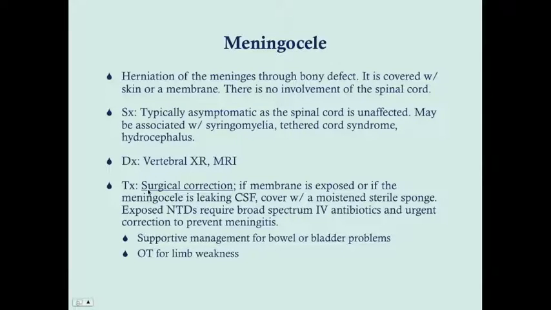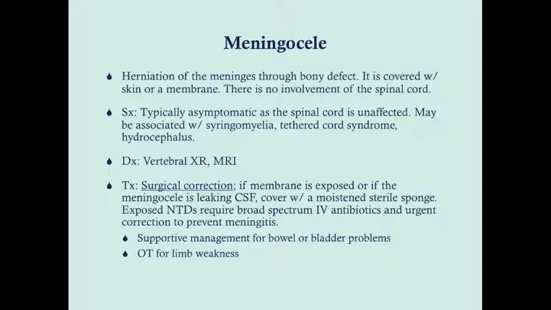We're going to need to do surgical correction pretty quickly on these babies because they have an exposed surface that can get infected. So there's two reasons why we would do surgical correction right away for these babies. And that is if the membrane is exposed, you don't have any skin covering it, or if maybe you do have skin covering it, but it's leaking cerebral spinal fluid. In this case, we are going to cover the meningocele with a moistened sterile sponge. We don't want to use gauze because gauze can stick to that membrane. And then you're going to be sending these babies in for surgical correction.